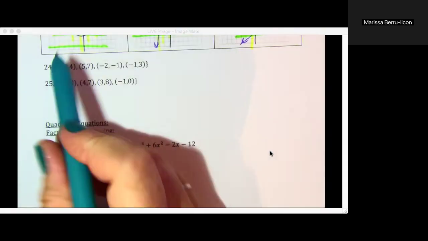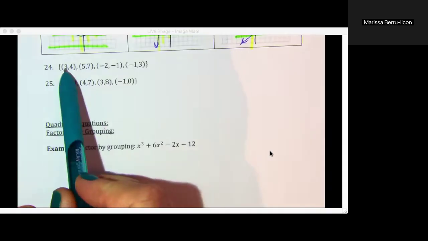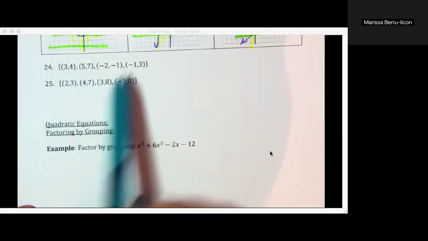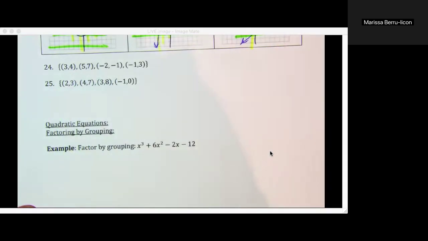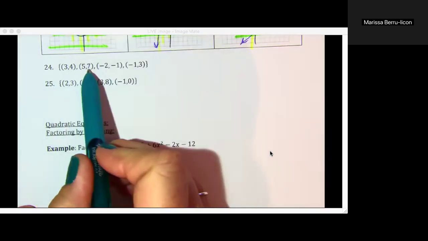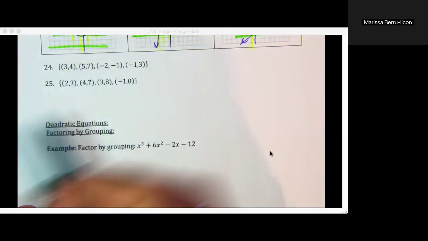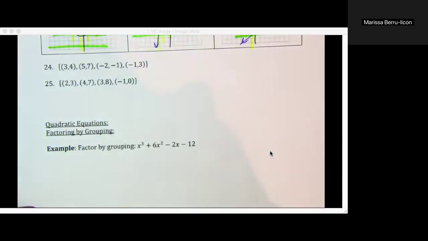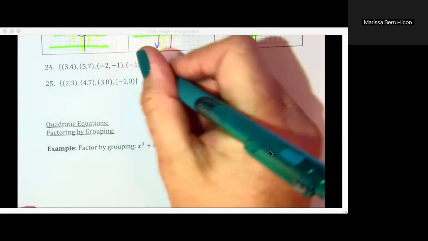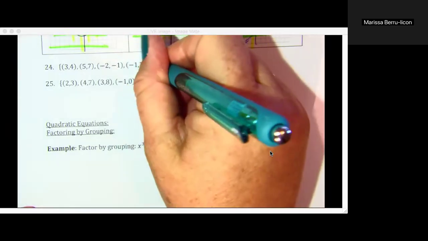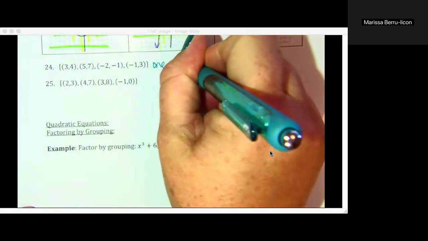All right, let's check these sets of points here. My x's, let's see if they're all unique. 3, 5, -2, -1. Those are all different numbers. 4, 7, -1, -3, or +3. Those are all separate numbers as well. So that tells us that this is one-to-one.